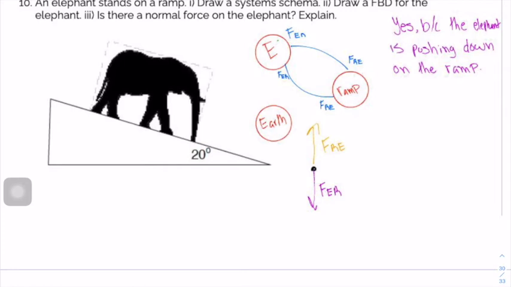This one, we need to have it be earth, okay? This free body diagram is about the elephant, and so the first letter of every force has to be elephant, because that's what it's about. And the direction is wrong. Elephant is pushing down on the ramp. Okay, I can live with that. They're touching each other. They can't push down without touching.